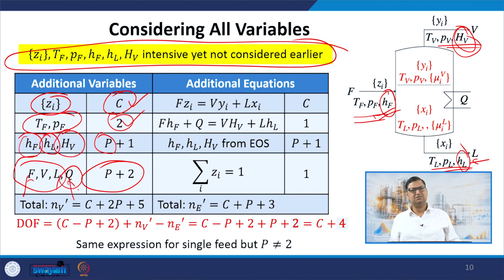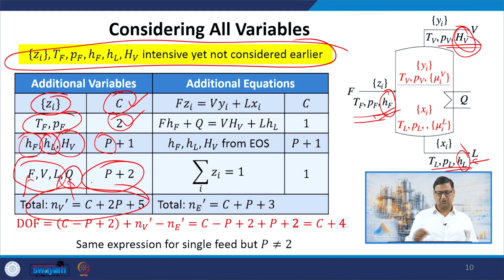So, in total it becomes 4 in this case. So, now I have counted the total number of additional variables that we have got in the system, which is C plus 2P plus 5. And now I look at the additional equations which will come for the system. What are those equations? These are the material balance for the system and energy balance for the system, right.